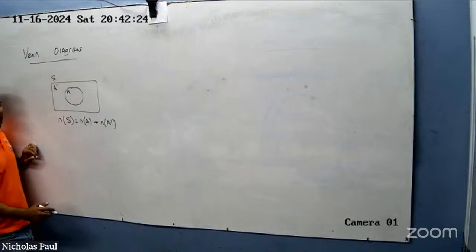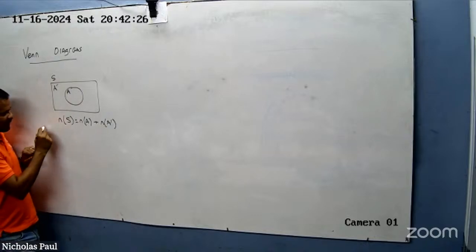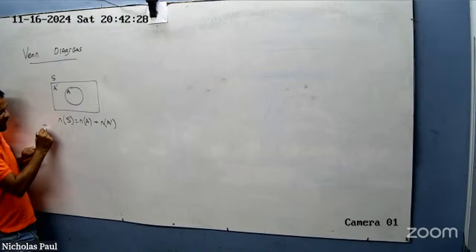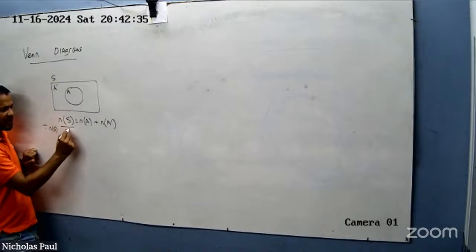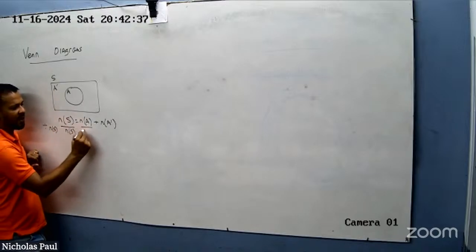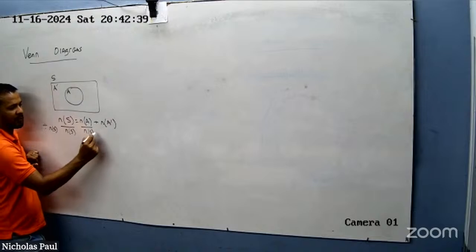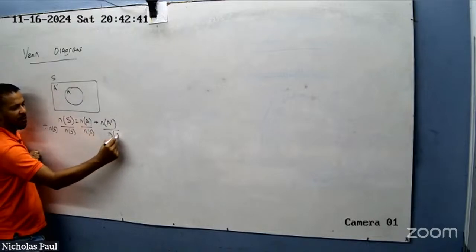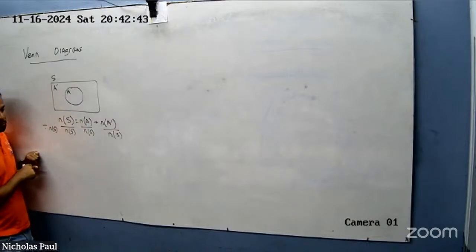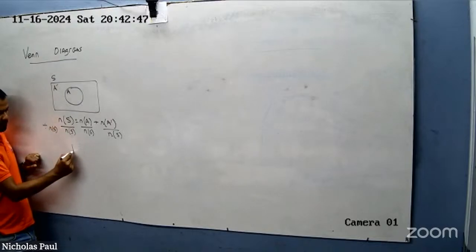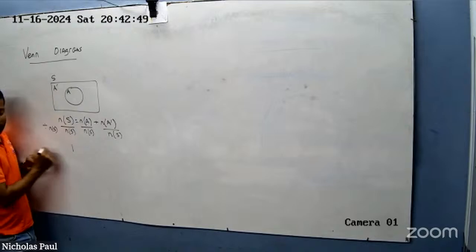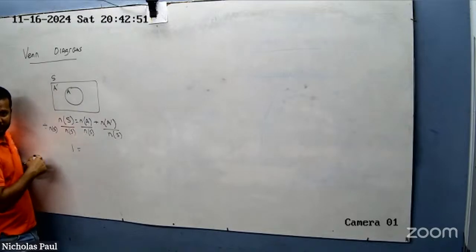Suppose now I divide, watch this, every single term there by the number in the sample space. If I divide this by the number in the sample space, and this by the number in the sample space, what will happen? This is what? 1, right?